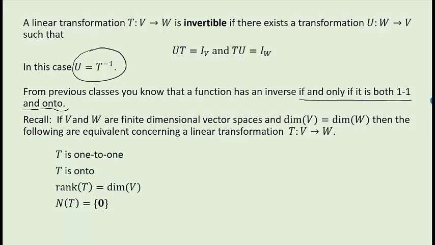Now, recall that if V and W are finite dimensional vector spaces with equal dimension, then there are four ways that you can say the same thing. T is one-to-one means the same thing as T is onto. The rank of T is the dimension of V, or the nullity is just the zero vector. So any one of these will give you the fact that your linear transformation is invertible.